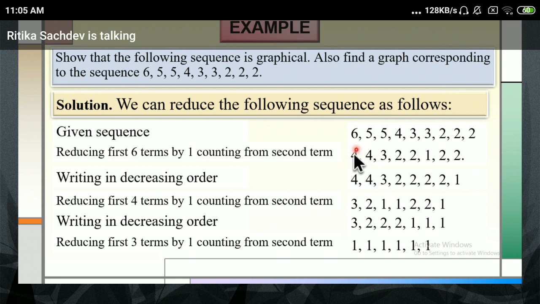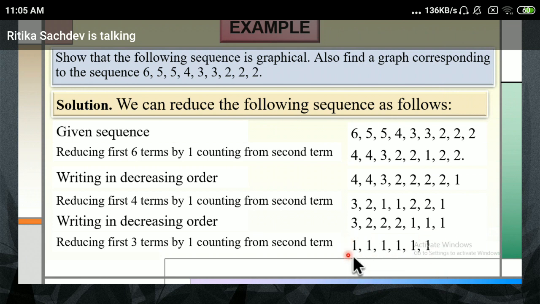Then this first 4, the first 4 which was there, is removed. From the first 4 terms, 1 is removed. So this becomes 3 2 1 1, and the remaining 3 as it is. Then again we put it in order. When we remove this 3, I have to remove 1 from each of the first 3 terms. So we got 1, 1, 1, 1, 1, 1.